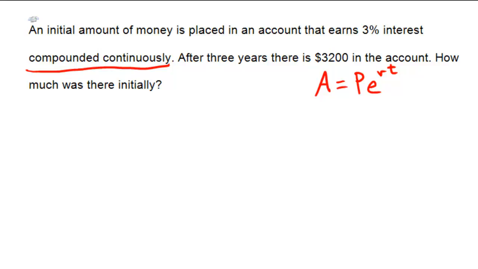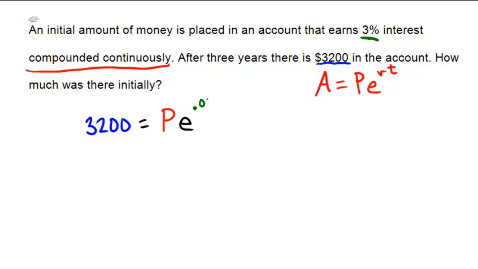So in this particular problem, we don't know the initial amount of money, but we do know how much it's supposed to be at the end, right? It says after 3 years, there'll be $3,200. So the aggregate amount will be $3,200. Then the principal amount is what we don't know, so let me put that as a P. The number e everybody knows, that's in your calculator, it's about 2.718. The interest rate was given in the problem right here. The interest rate was given as 3%.